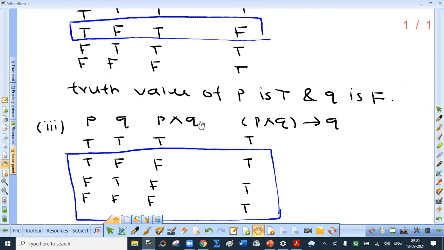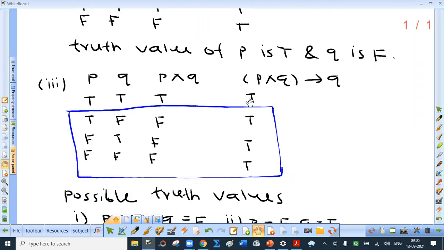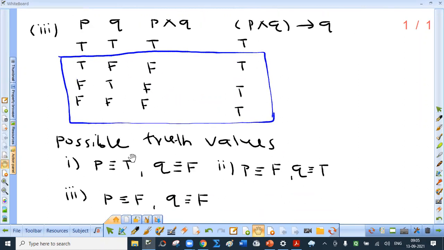Now sum number 3, P and Q is false and P and Q implies Q is true. So for these 3 combinations, these 2 results hold good. So you have to write the possible truth values: P true and Q false. Second possibility, P false and Q true. Third possibility, P false and Q false.